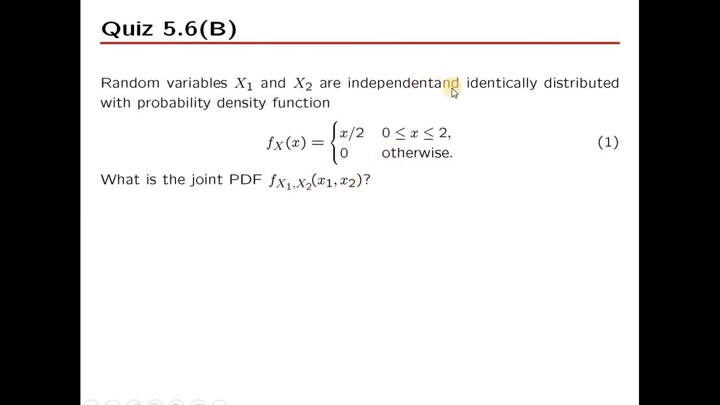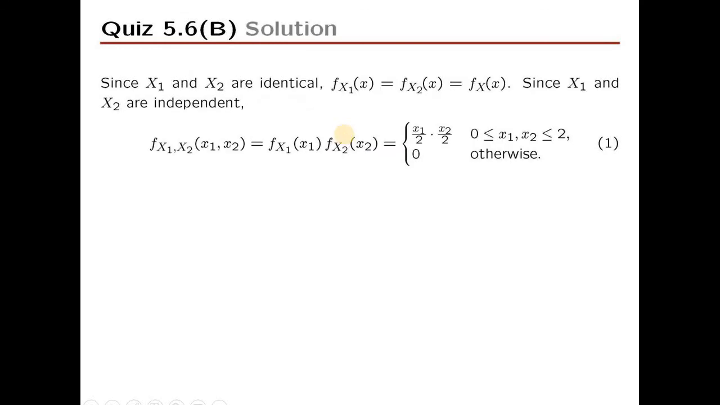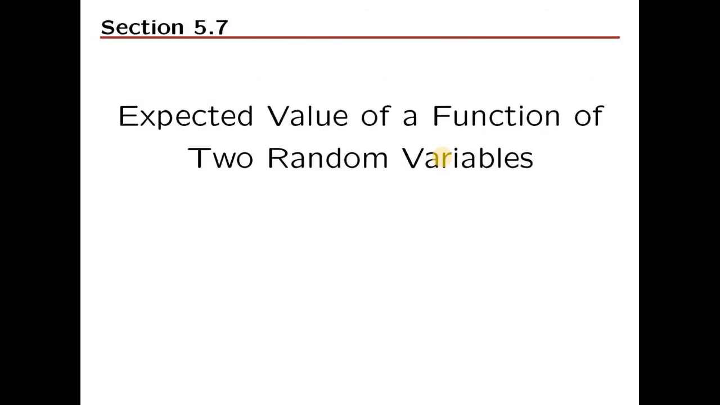There's another term here, identical. What do we mean by identical? It means that the equation of the marginal PDF is the same. So we just do the multiplication, and because of the property of independence, we easily calculate that this is the joint PDF of X1 and X2.